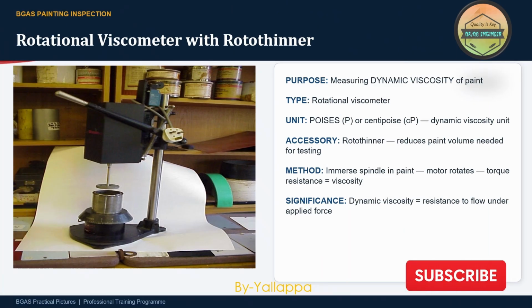This instrument is a rotational viscometer. It is used to measure dynamic viscosity. Viscosity influences application characteristics, flow properties, and film formation. If viscosity is too high, application becomes difficult. If viscosity is too low, sagging and insufficient film build may occur. Viscosity testing is therefore an important quality control activity before coating application.